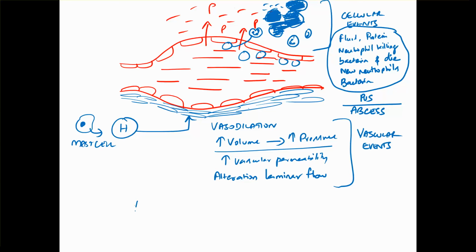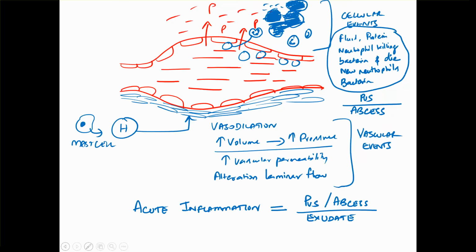So in acute inflammation, the outcome is pus. That is, if it is collected in large amount in one area, it is called abscess, and this is also called exudate. So this is what happens in acute inflammation. Okay, so now let us discuss one more mechanism.